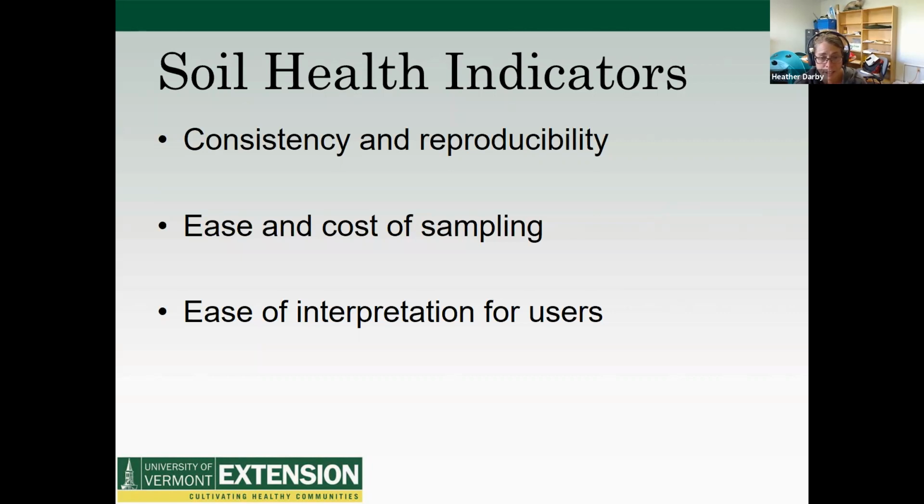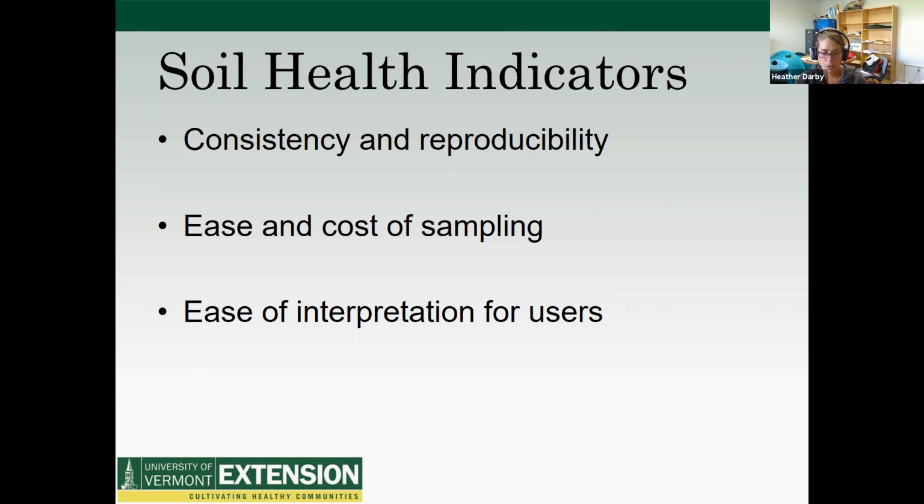And then lastly, being able to interpret what that means. We could have a really fancy test for soil biology that lists all these different types of microorganisms in the soil, but what does that mean, right? How do we interpret that for a farmer or other practitioner that needs to use the data?